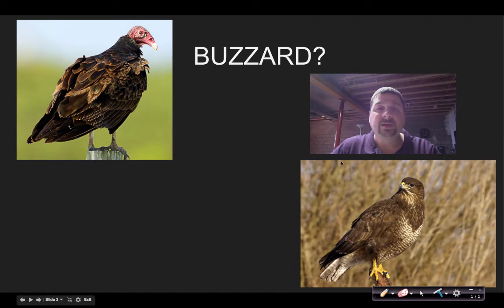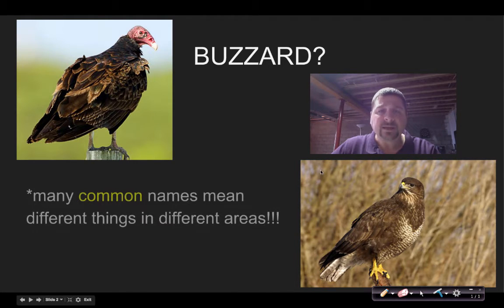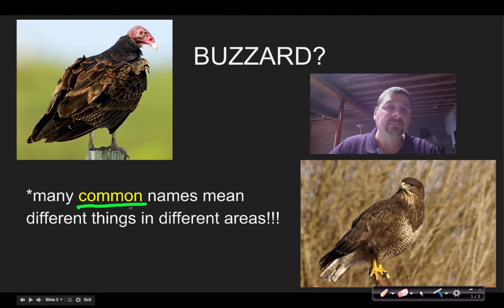So here's the problem scientists face: when we use common names, things that might be a buzzard to us here in Ohio, in Holmes County, might mean something completely different to another scientist in another area of the world. So part of why we need to classify is because we need to get rid of some of that confusion. So when scientists use terms or names in their labs and their scientific reports, they know which organisms they're referring to.